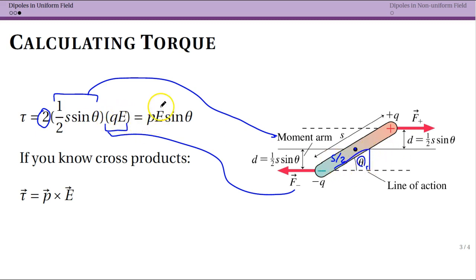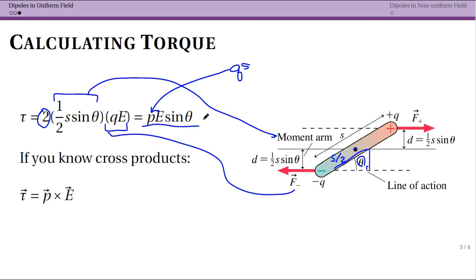QE is your force. So then remember that we can actually write Q, our charge, times S, the separation, as P. So P in this case is not momentum. This is your dipole moment, which we introduced before when we introduced the idea of dipoles. So we can actually write, and this is a slightly general result, so this is true for any dipole in a uniform electric field, we can write it as the dipole moment times the electric field that it's in, which is uniform, times sine of the angle that the dipole makes with the field.